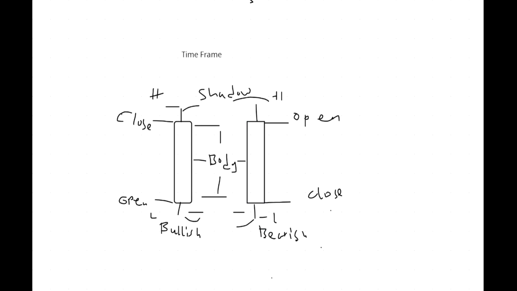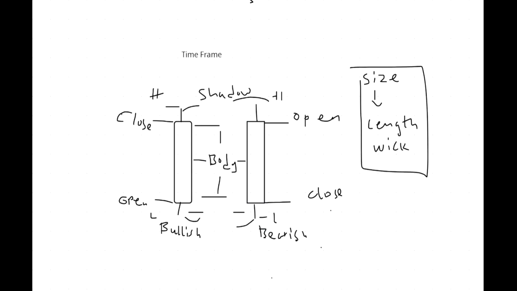Now, the next thing you need to know about candlesticks is that the size of the body in relation to the length of the wick or the shadow determines the name of that candlestick. Note this down. The size of the body is the distance between the open price and the close price. That size in relation to the length of the wick, either above or below, determines the name of the candlestick and the purpose of that candlestick.